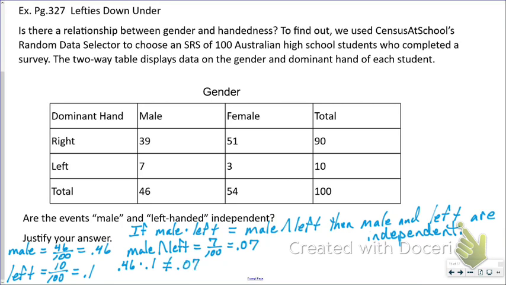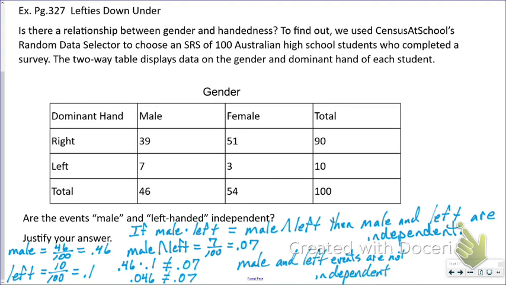I would still write one more line and write this. Whoops, sorry, just rewriting. I would write this to show that they are clearly not the same probabilities when I multiply versus the actual intersect. So then I need to actually answer. I haven't answered the question yet. I want to say male and left events are not independent.